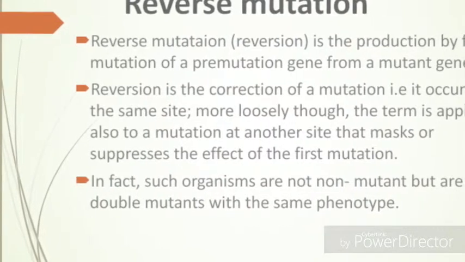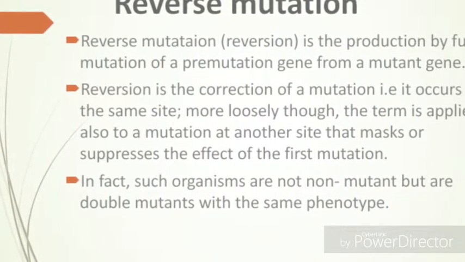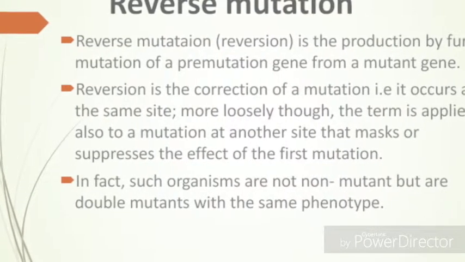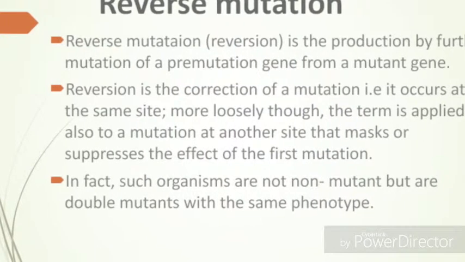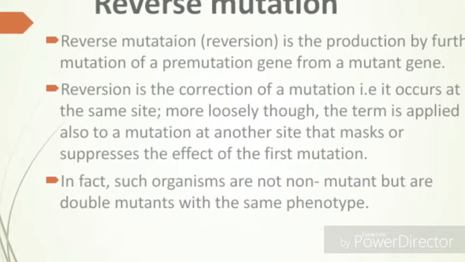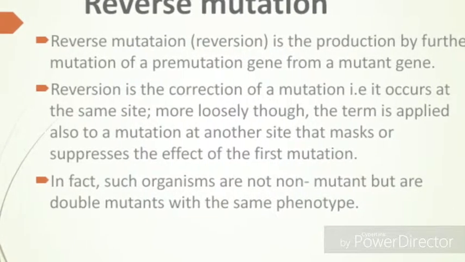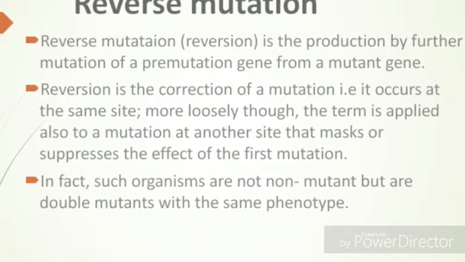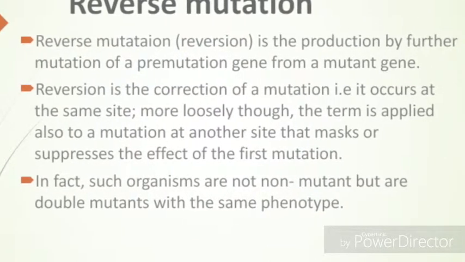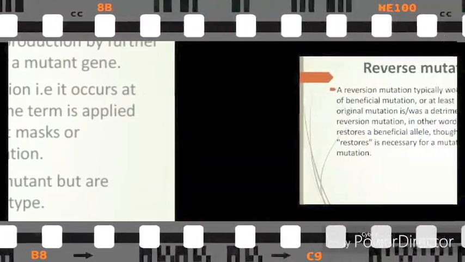Let's go to reverse mutation. Reverse mutation, or reversion, is the production by further mutation of a wild-type gene from a mutant gene. Reversion is the correction of a mutation. It occurs at the same site. More loosely though, the term is applied also to a mutation at another site that masks or suppresses the effect of the first mutation. In fact, such organisms are not non-mutant but are double mutants with the same phenotype.